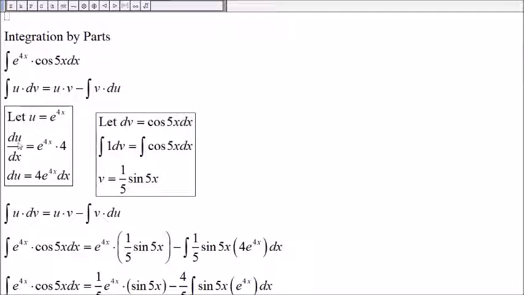The derivative of u with respect to x will be e to the 4x times the derivative of 4x, which is 4. So du will be 4 times e to the 4x times dx.